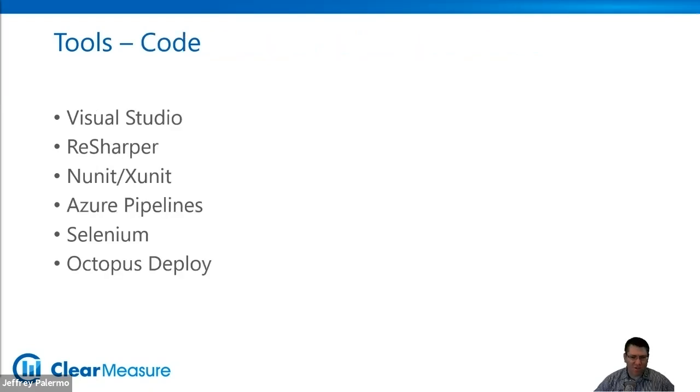Now, there are so many tools out there, but Visual Studio 2019 with ReSharper is a great add-in. NUnit or xUnit, you need to be using one of them. Azure Pipelines provides the building blocks for a cloud-hosted build server. Jenkins and TeamCity are out there, but everything's going cloud-based.